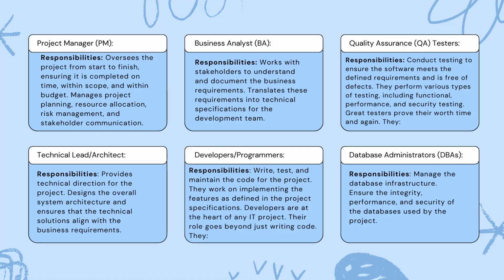Technical lead/architect. Responsibilities: provides technical direction for the project. Designs the overall system architecture and ensures that the technical solutions align with the business requirements. Developers/programmers. Responsibilities: write, test, and maintain the code for the project. They work on implementing the features as defined in the project specifications.